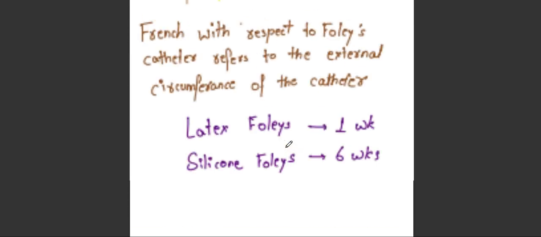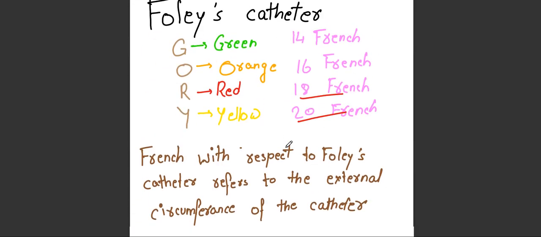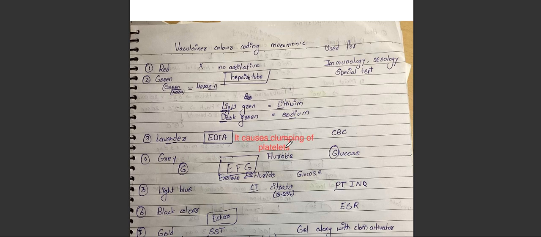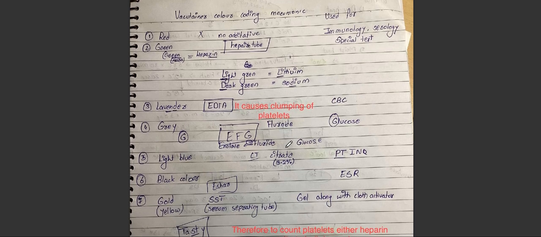Then this is the mnemonic for IV cannula and the Foley's catheter. Next, our mnemonic is for the vacutainers.